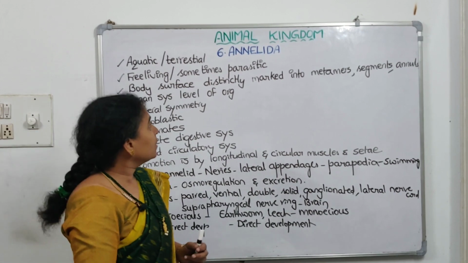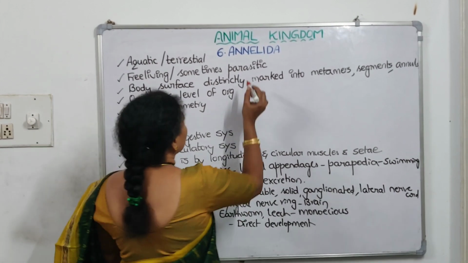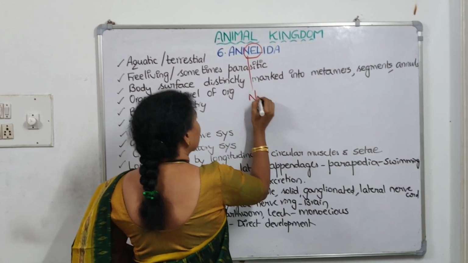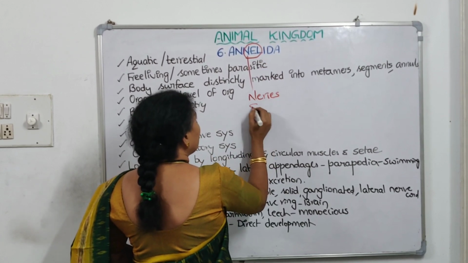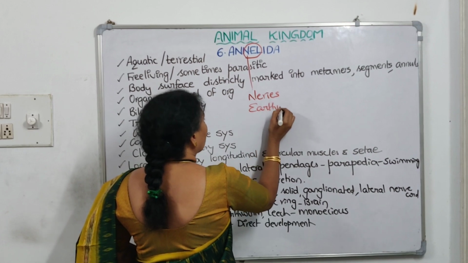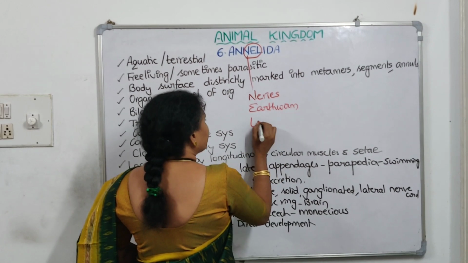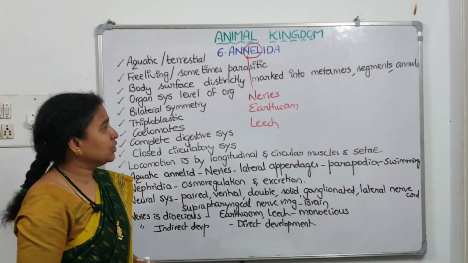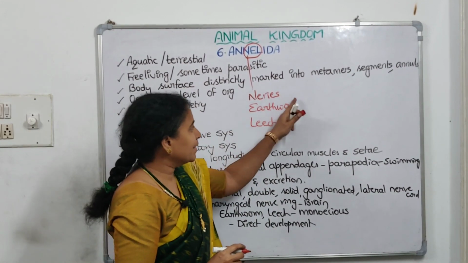Now how to memorize the examples of Annelida? So in the name itself, N-E-L is there. N for Nereis, E for earthworm, and L is for leech. Okay, so what are the three examples? Nereis, earthworm and leech. So Nereis is Nereis only.